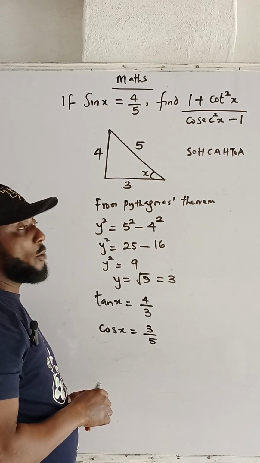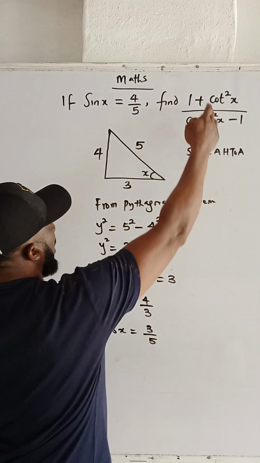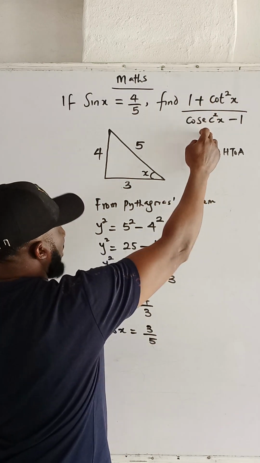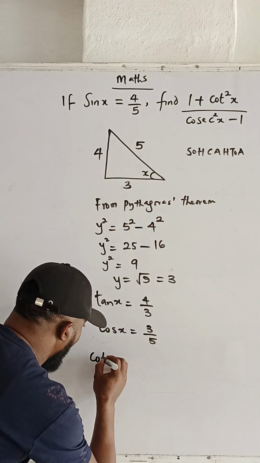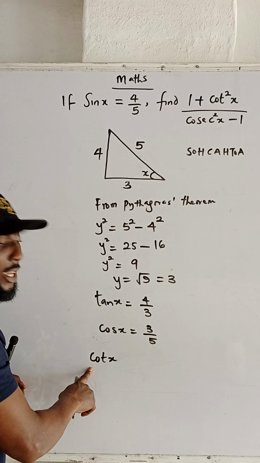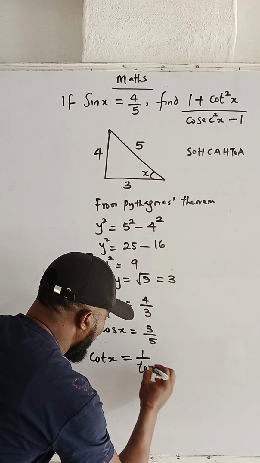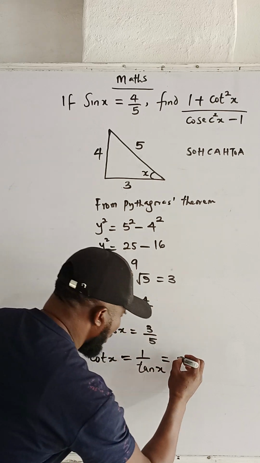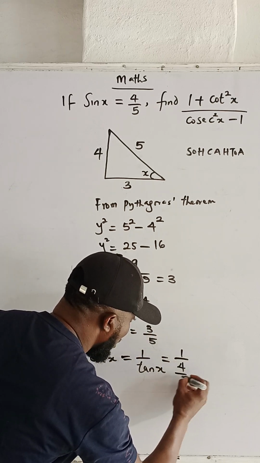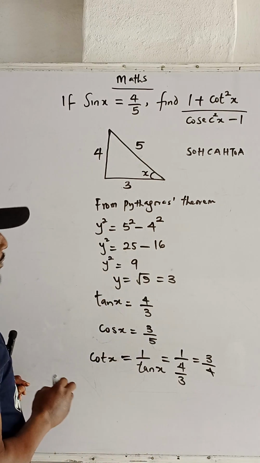Meanwhile, in this problem, we also need the inverse trig ratios. So we have cot and cosec. And the cotangent of an angle, which is abbreviated cot x, is 1 over tan x. So if you take the inverse of the tan, that becomes 3 over 4.